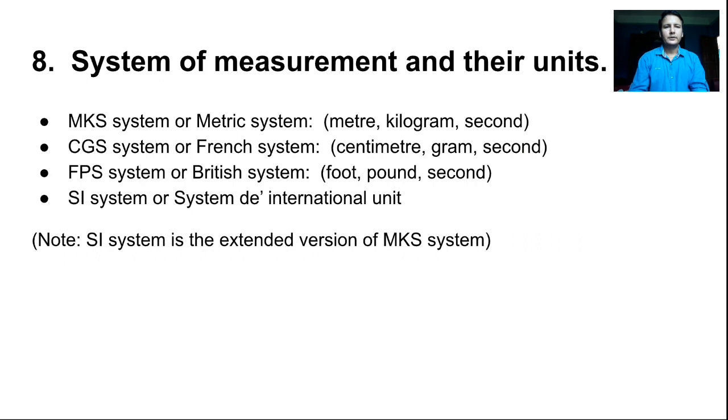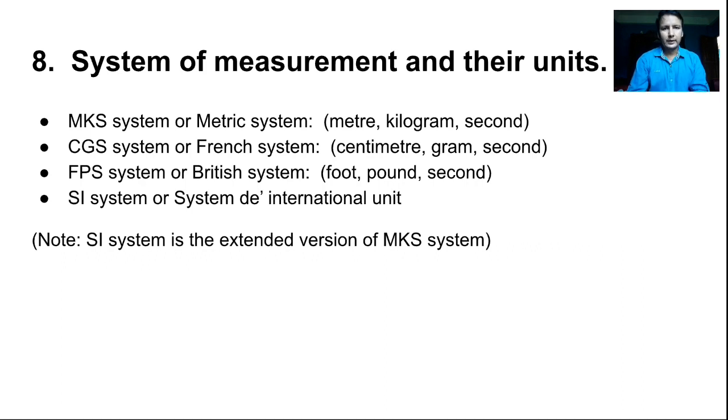Now next one, CGS system. The system in which length is measured in centimeter, mass in gram, and time in second is called CGS system. It is also known as French system of units. Another one is FPS system. It is also called British system. In this system, length is measured in foot, mass is measured in pound, and time is measured in second.